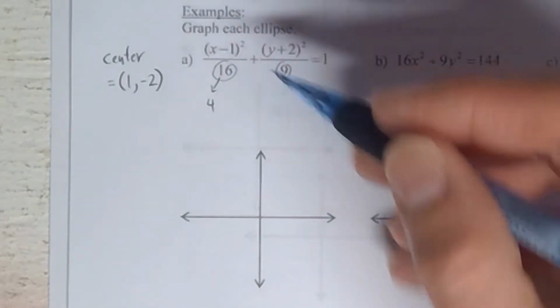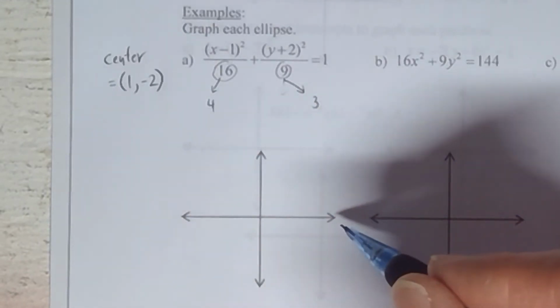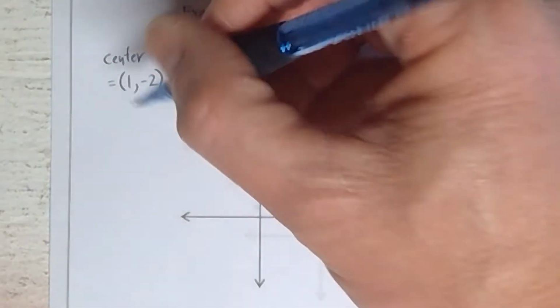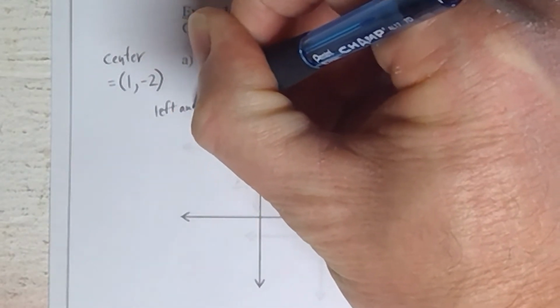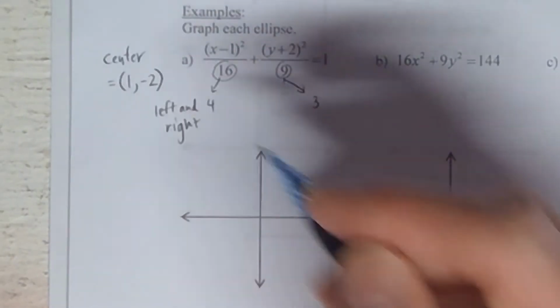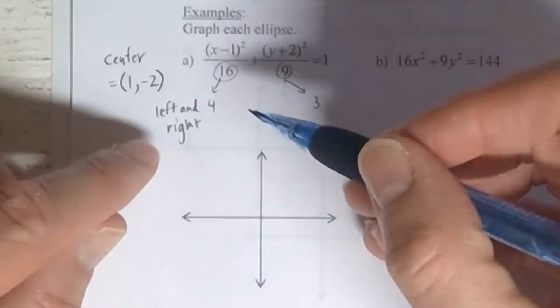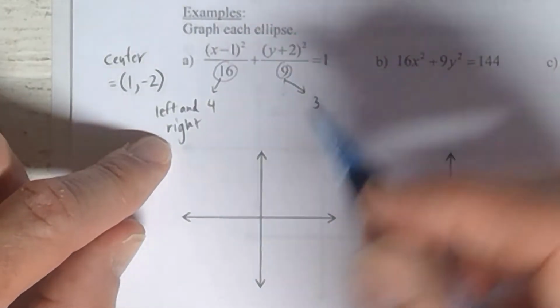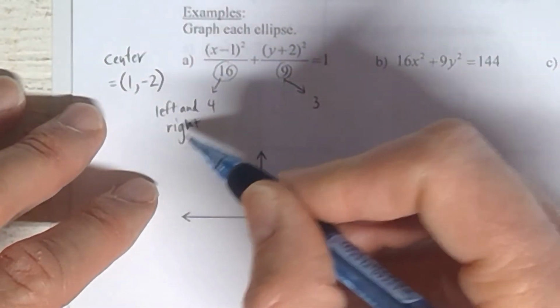When you're going along the x-axis and you're looking at x's, you're going left to right, aren't you? So that 4 means to go left and right 4. Again, I'll show you how that works in just a moment. But it makes sense that since the 4 is with the x, and since the x-axis goes left to right, we're going to go left and right 4.